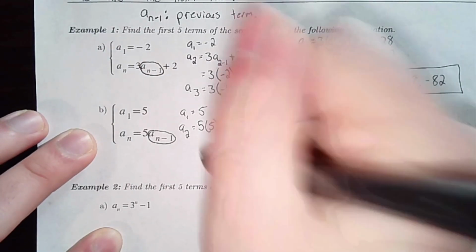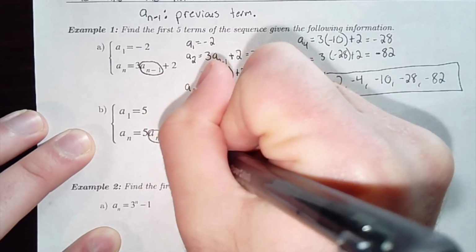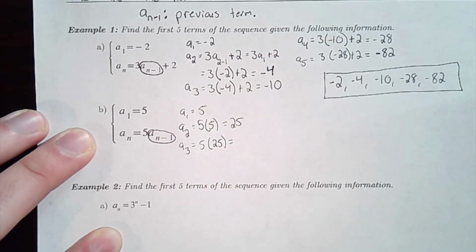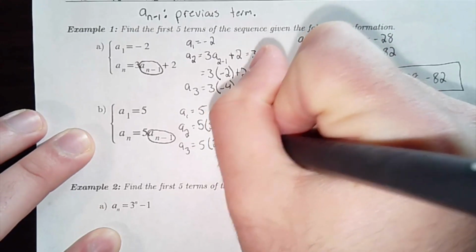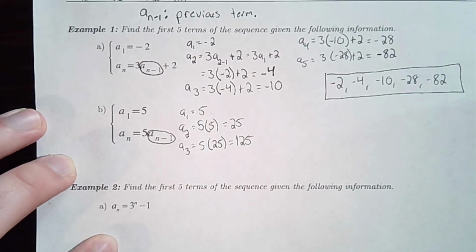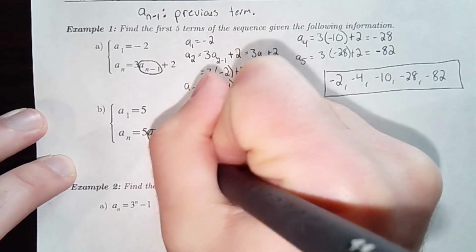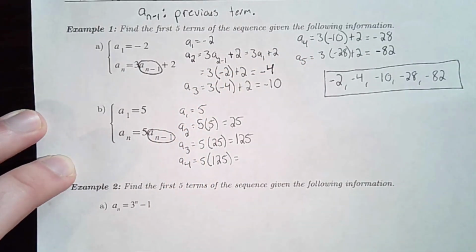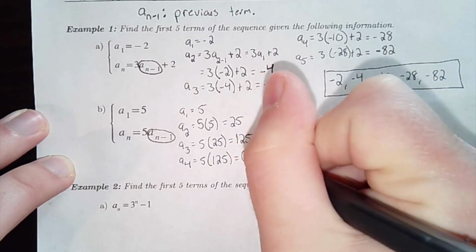Then I go for a sub 3. Well, a sub 3 is going to be 5 times my previous term, which was 25. 5 times my 25 is going to be 125. And we go again. A sub 4 is going to be 5 times the previous term, which is 125. 5 times 125, you might need your calculator for that one, should be 625.